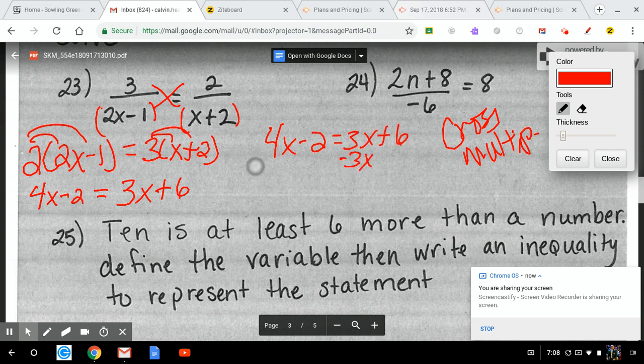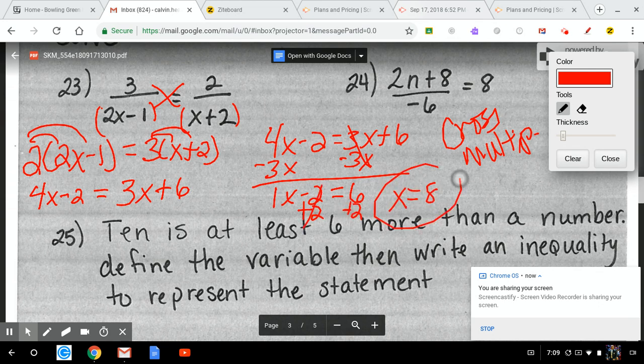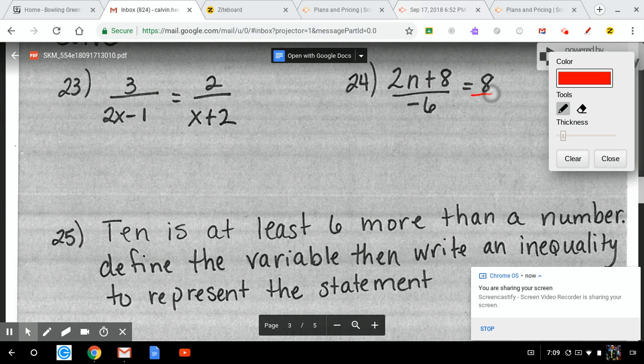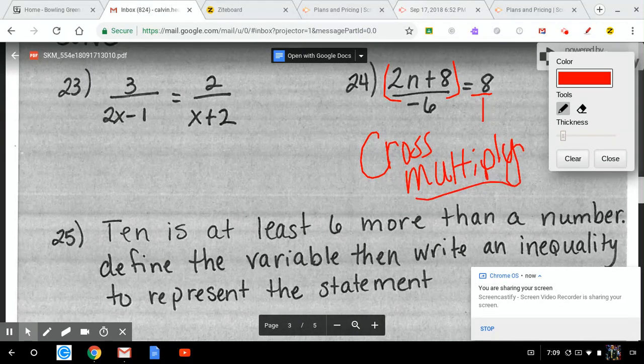So now over here, I'm going to just rewrite that real quick. Minus 3x. Okay, and then you can finish that. All right, that should just be plus 2, x is equal to 8. Okay. Here, remember, just put that there, and you're still going to do the exact same thing. You'll still cross multiply.